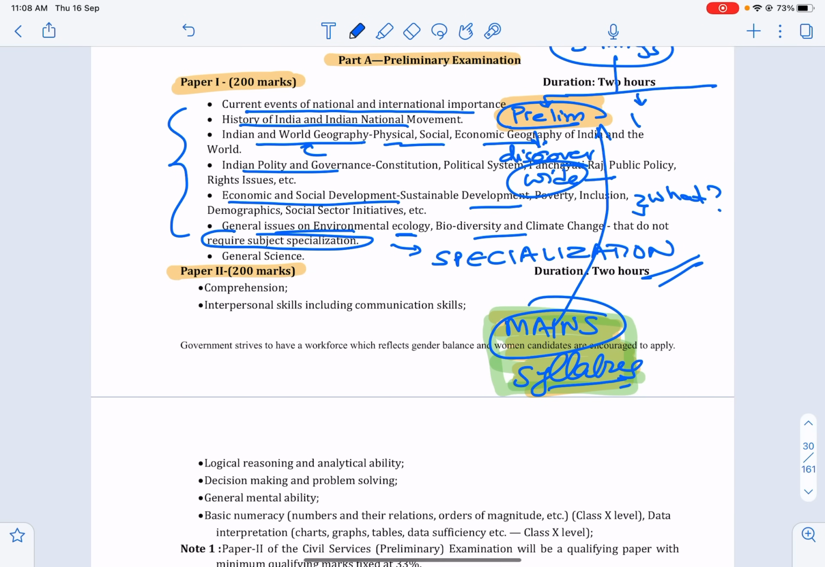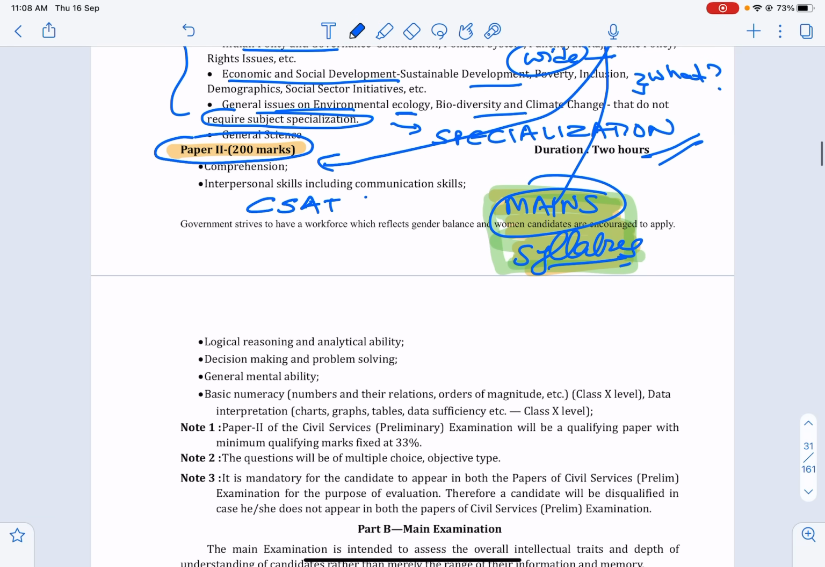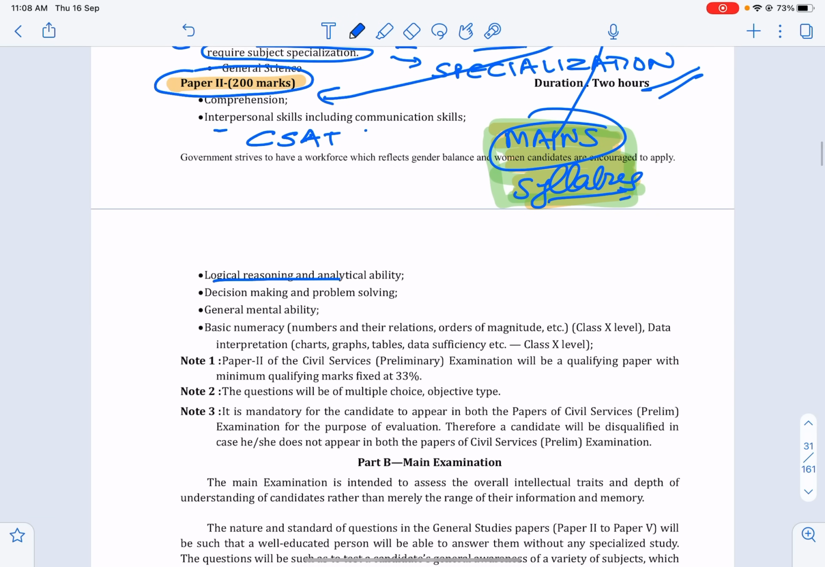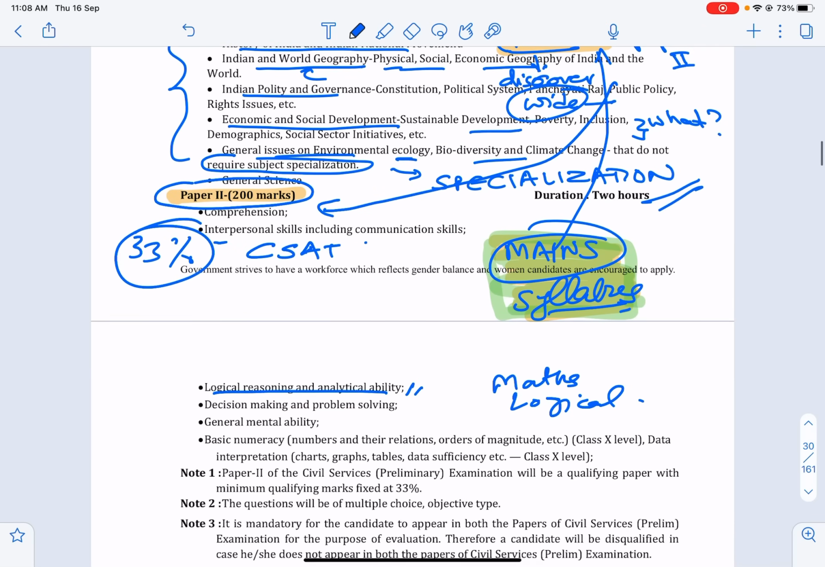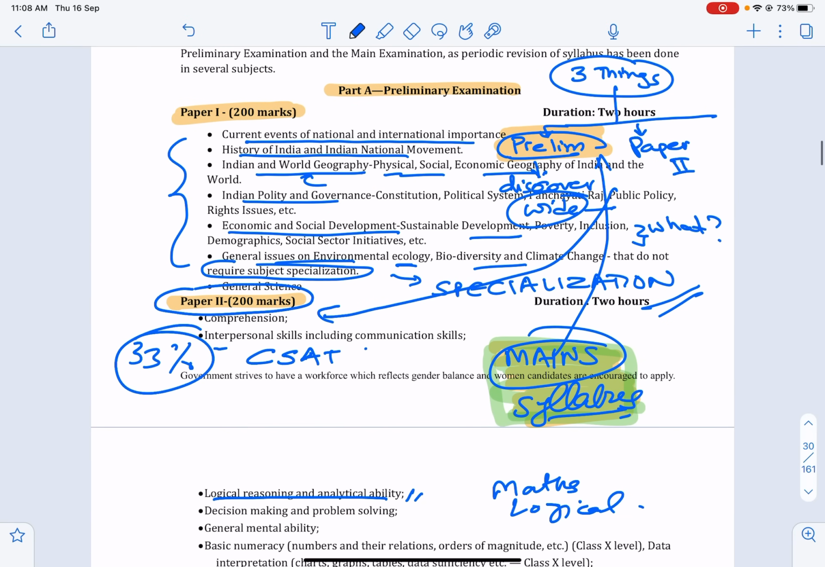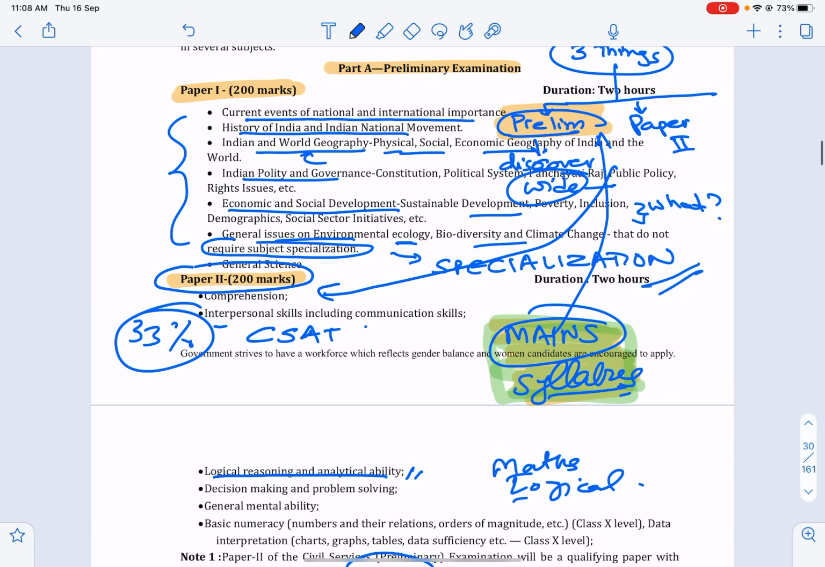Second thing that you have to keep in mind is there is paper 2 in prelims, which is also known as CSAT, and which includes comprehension, logical reasoning and analytical ability. So it has some maths in it, some comprehension, logical reasoning, decision making, etc. And this paper requires only 33% marks to pass. So this is a very simple one. I don't think you need to study so much for it unless you are weak in it. So if you are already an engineer, or if you have done some maths and logical reasoning in your college, then 33% is pretty easy to get.